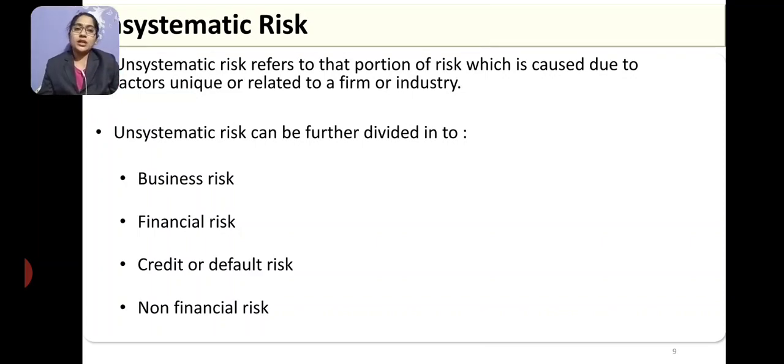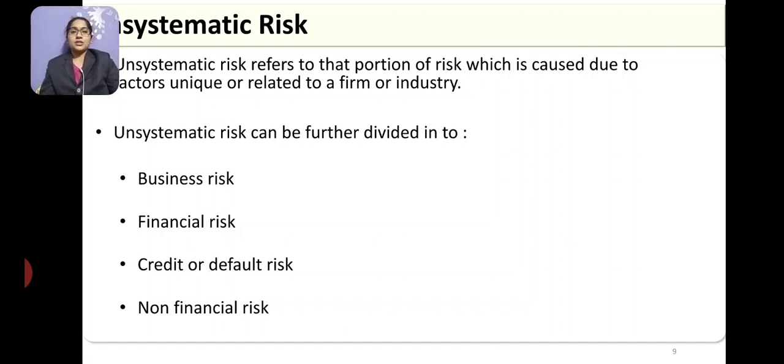So credit or default risk. This happens when your clients, your major customers become bankrupt, or you are not able to get the money from them, then that is the risk. So if a major chunk of your current assets goes as bad debt, then you get into financial trouble. That is specific to your company because it has happened with your customers.